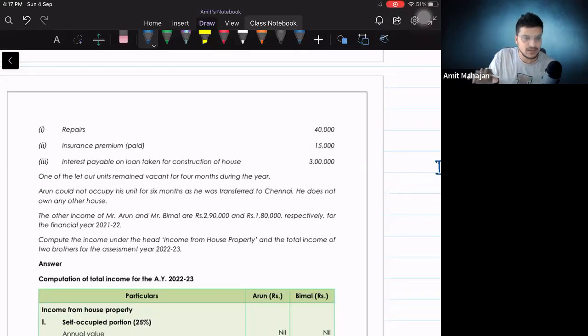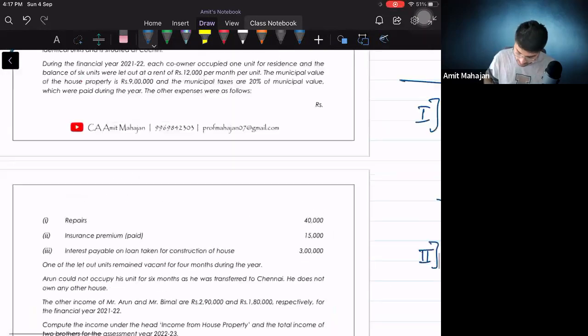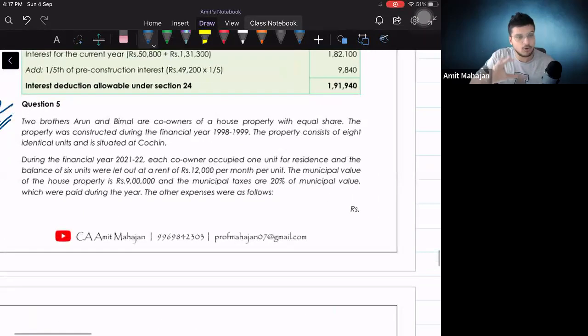Arun could not occupy his. Okay, this is also okay. Now we'll just go up and see whether they have given anything else. Has the actual rent been given anywhere? During the financial year, each co-owner occupied 1 unit for residence and the balance 6 units were let out for a rent of 12,000 per month per unit, and a municipal value of 9 lakhs is given.